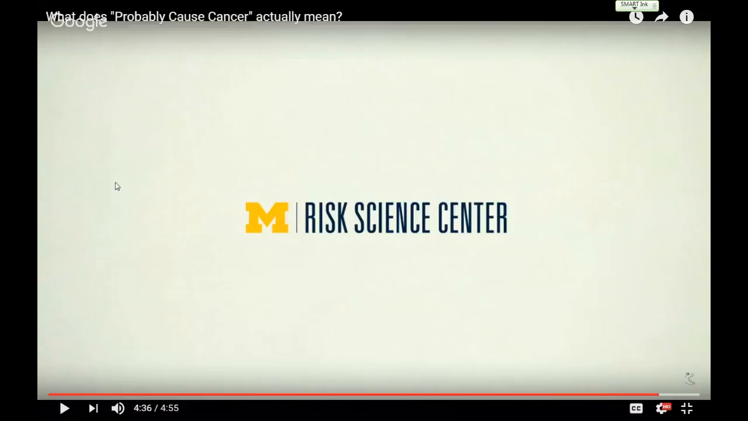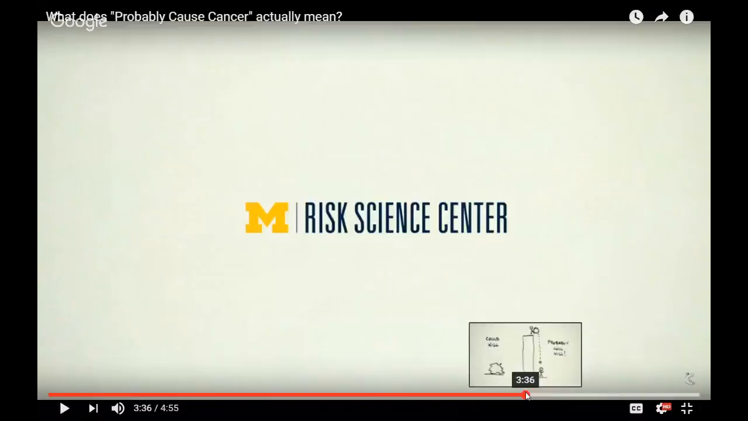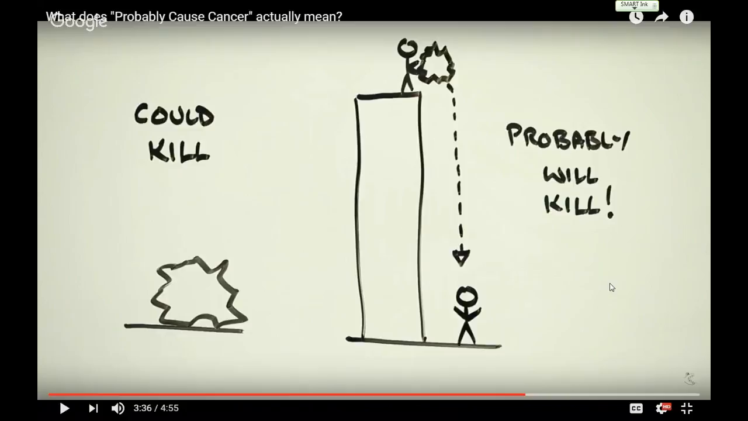So the idea that something can cause cancer versus will cause cancer gets into this idea of hazard versus risk. The hazard is something that something is potentially capable of doing. The risk is how likely is it that that will happen. And I really like their rock analogy here, right? A rock is a hazard, but unless it's dropped on you from a great height, it's not a risk. A rock sitting there is not a risk to you in that way.